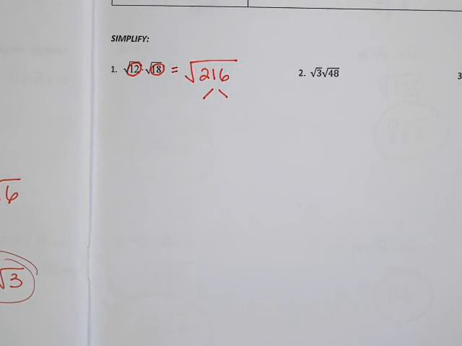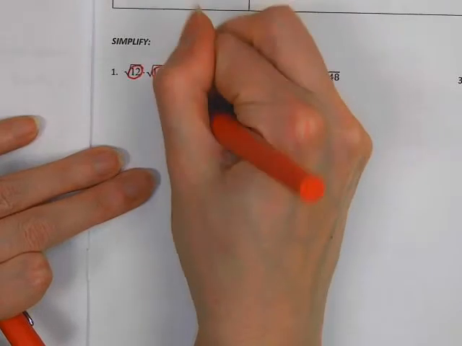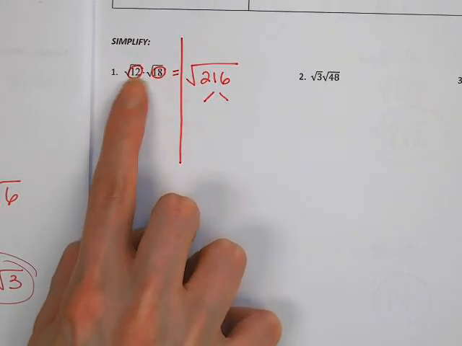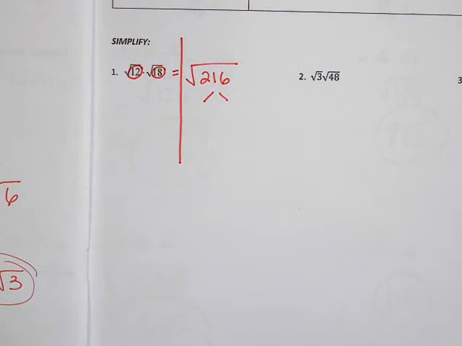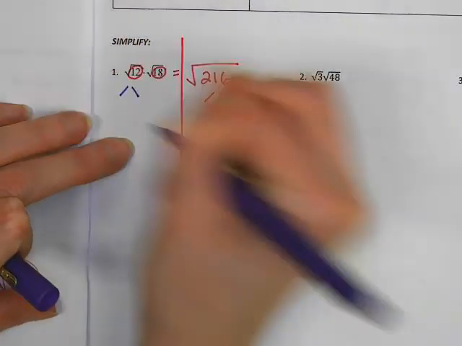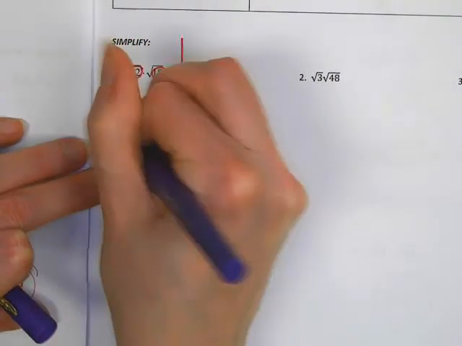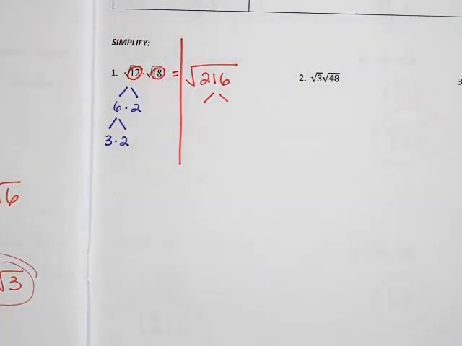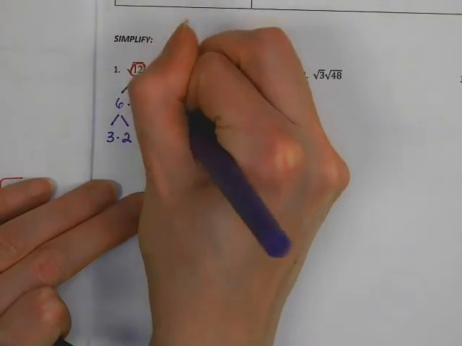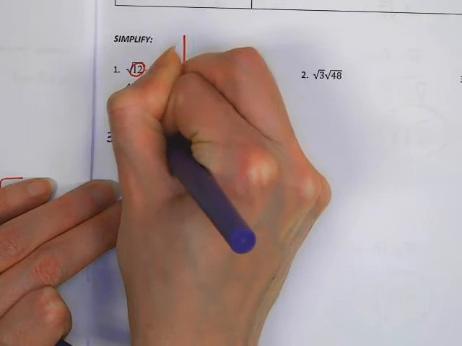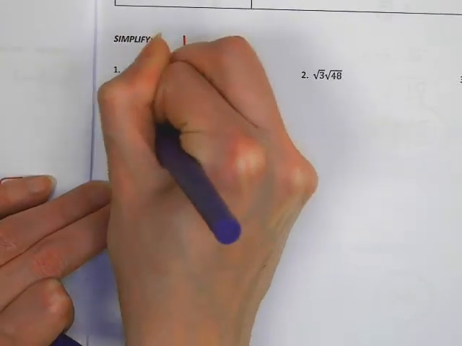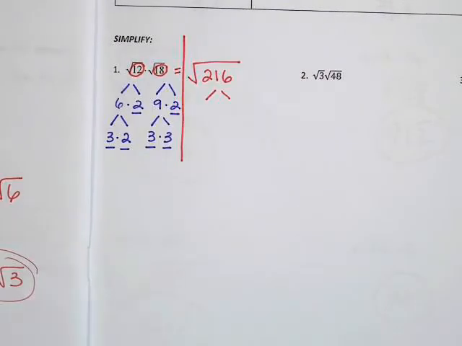Okay? Another way, if you don't want to do it that way, is to just start making the trees already off these smaller ones. So like 12 could be 6 times 2. 6 could be 3 times 2. And then the 18 could be 9 times 2, and 9 could be 3 times 3. Okay, prime, prime, prime, prime, prime, prime.